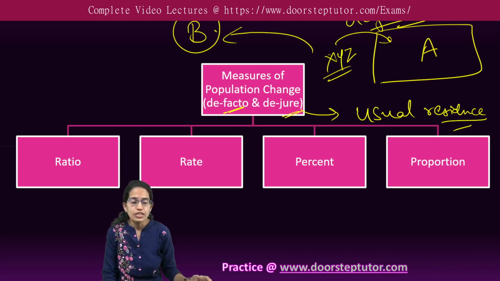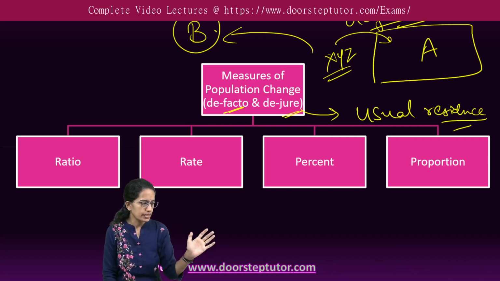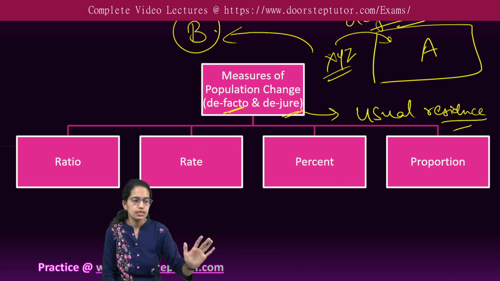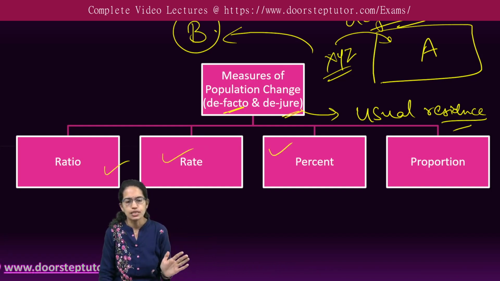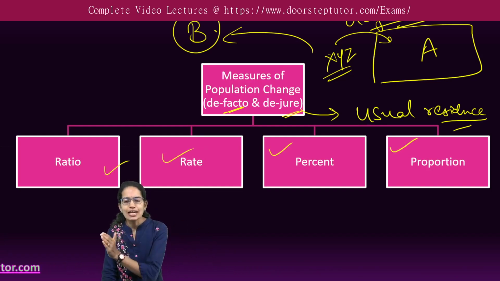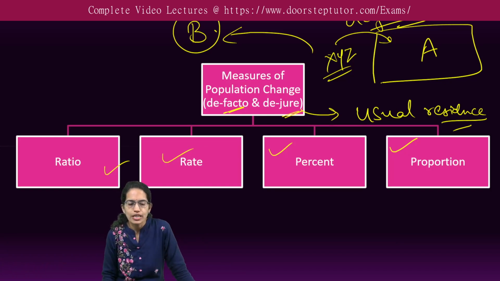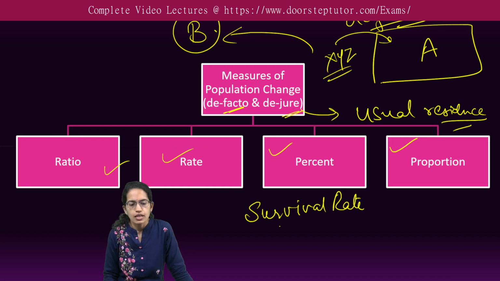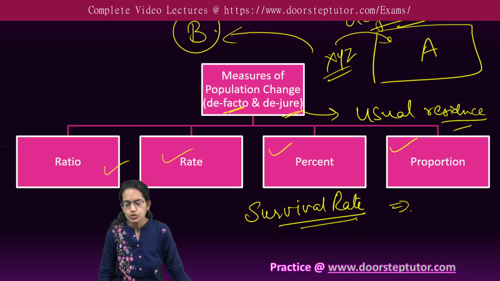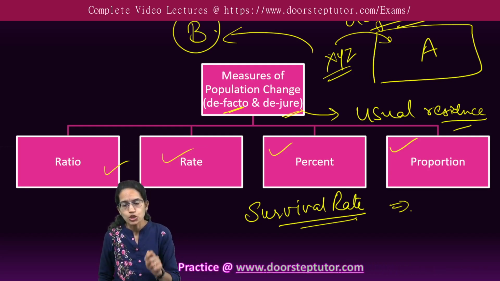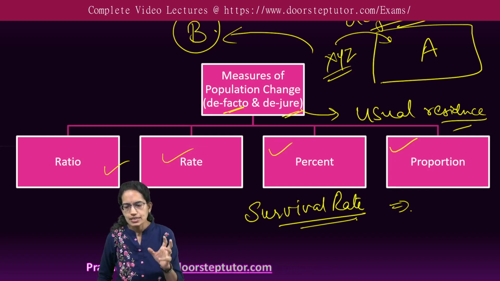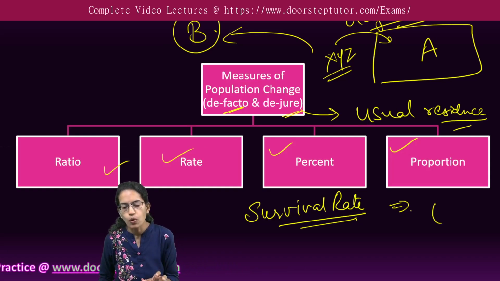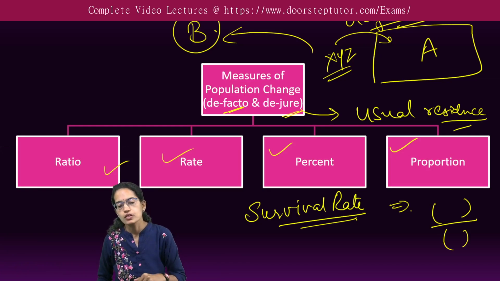So these measures of population change could be understood by four methods: ratio, rate, percent, and proportion. We'll understand each of these one by one. But before that, I take a very simple example. Let's say we talk about survival rate. Now, what is survival rate? Survival rate is frequently used in demographic studies, actuarial studies, and it is the number of persons in a cohort on a given date to the number of persons on an earlier date.